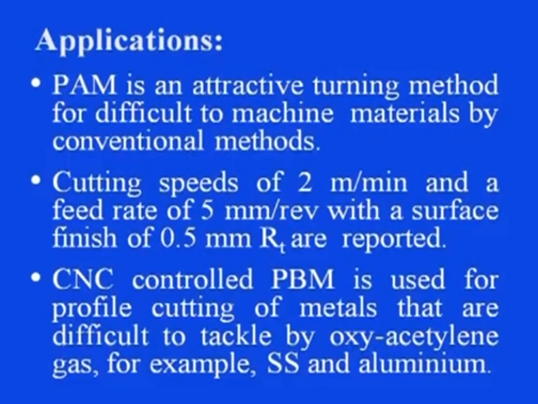Now, let us look at the applications of this process. Plasma arc machining is an attractive turning method for materials that are difficult to machine by conventional methods. Cutting speeds of 2 meter per minute and a feed rate of 5 millimeter per revolution with a surface finish of 0.5 millimeter Rt are reported. Computer numerical controlled plasma beam machining is used for profile cutting of metals that are difficult to tackle by oxyacetylene gas, for example, stainless steel and aluminum.